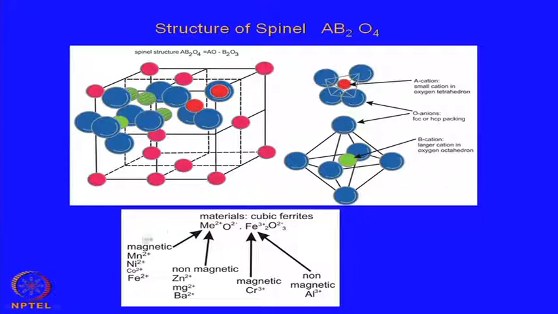One example is here, where you can see manganese, nickel, cobalt and iron. Manganese 2 plus, nickel 2 plus, cobalt 2 plus, and iron can have both 2 plus as well as 3 plus states. So iron can be present both in the tetrahedral site and in the octahedral site, whereas these are normal spinel. When zinc is there, that is a normal spinel structure.